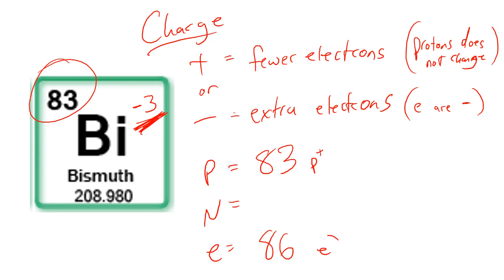How many neutrons does it have? Well, this is 209. I'm going to subtract my 83 from there. So I am going to get 126 neutrons. And that is how you figure that stuff out.